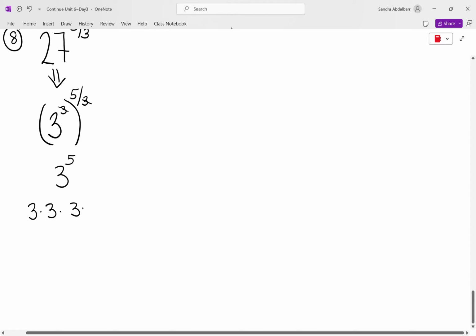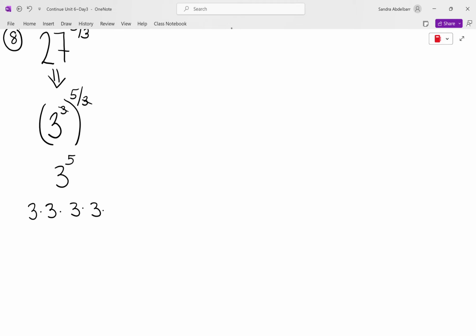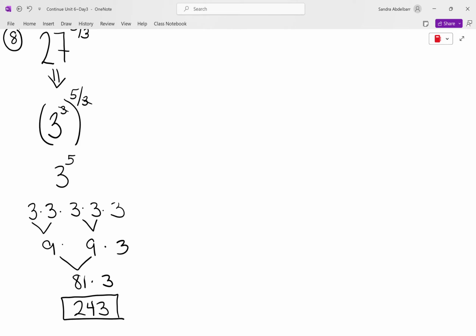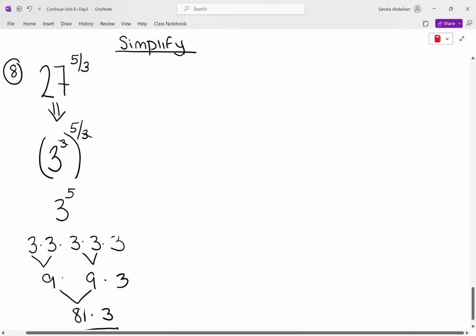And when we have 3 to the 5th power, it's going to be 3 times 3 times 3 times 3 times 3, right? 3 times 3 is 9. 3 times 3 is 9, another 9 times 3. So then you have 81 times 3, which is 243. Okay, let's try this next one.